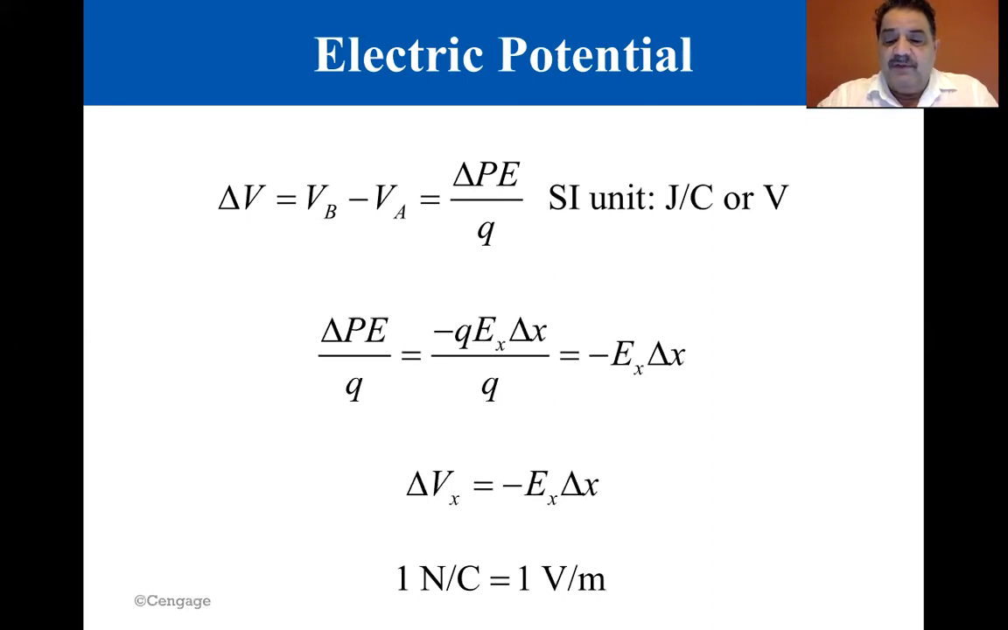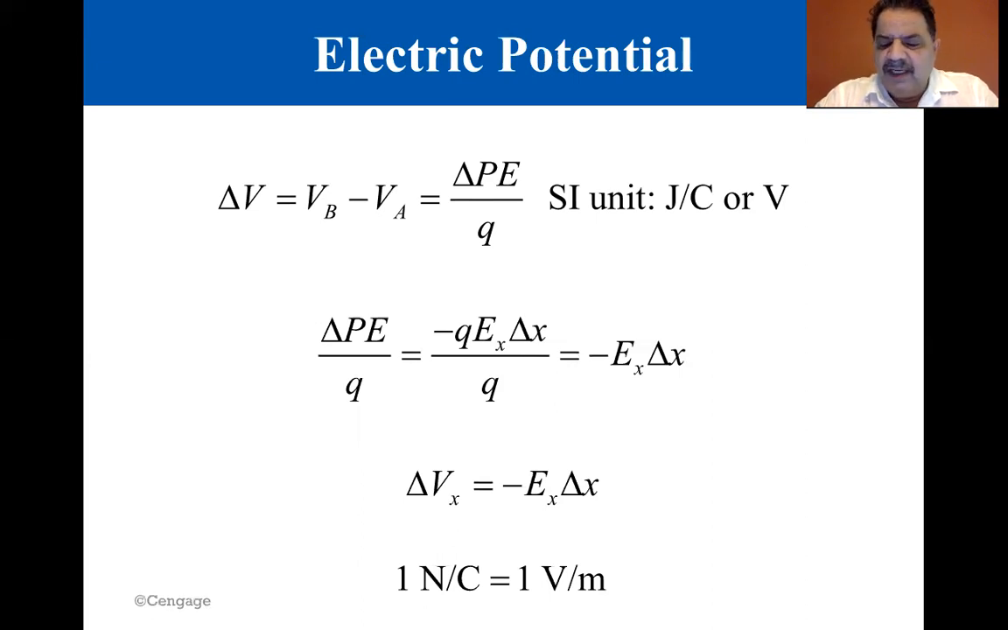Remember that this equation for delta V is valid only for the system consisting of a uniform electric field and a charge moving in one dimension. Released from rest, positive charges accelerate spontaneously from regions of high potential to low potential. If a positive charge is given some initial velocity in the direction of high potential, it can move in that direction, but will slow and finally turn around, just like a ball tossed upwards in a gravity field.